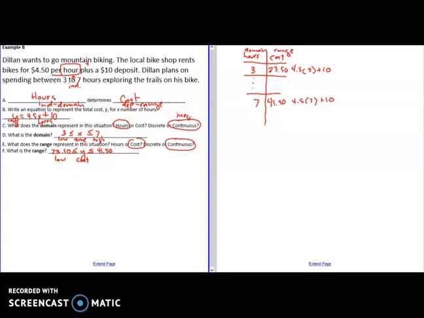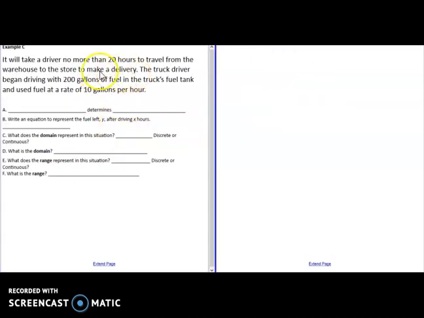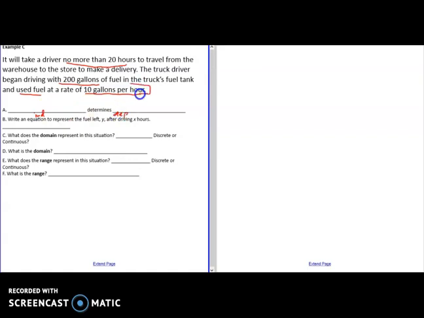All right, let's look at one more. It'll take a truck driver no more than 20 hours to travel from the warehouse to the store to make a delivery. The truck driver began driving with 200 gallons of fuel in the truck's fuel tank and used fuel at a rate of 10 gallons per hour. All right, independent versus dependent. Do you see it? Oh, look, there's that per hour. There's our independent because the number of hours he drives is going to tell us how much fuel is left. All right, so hours determines how much fuel is left.